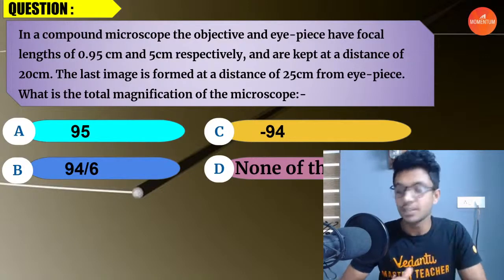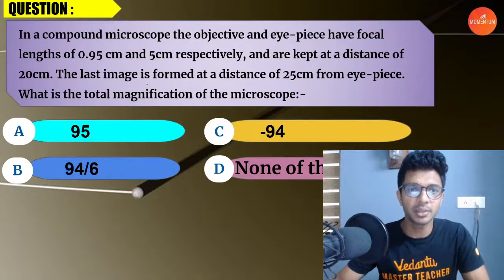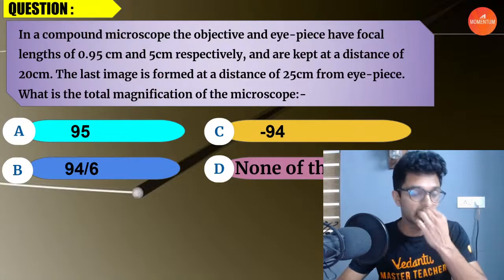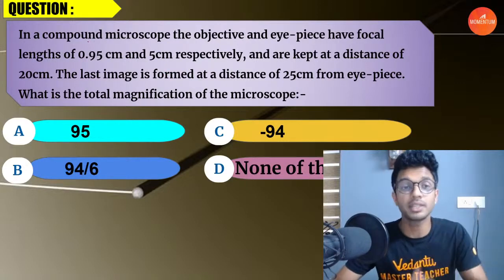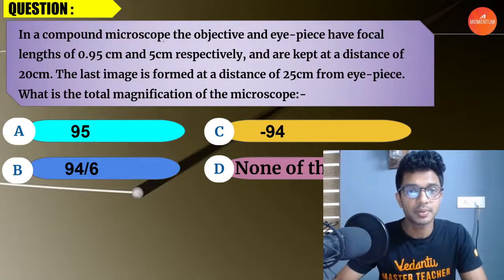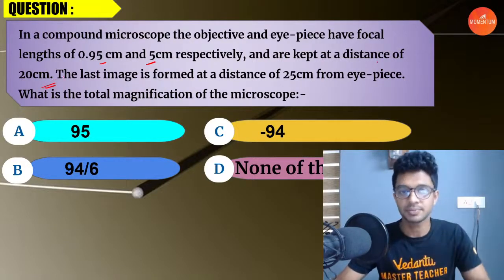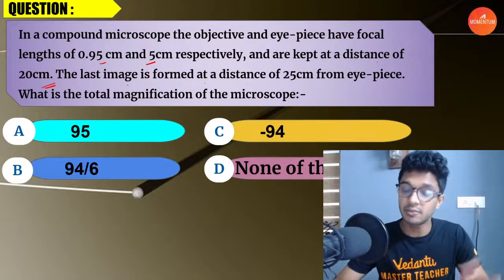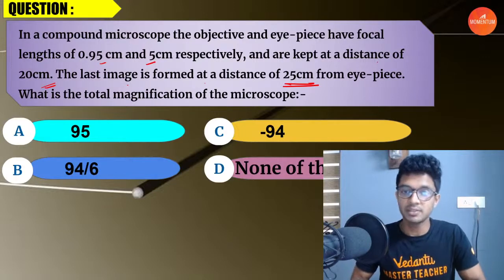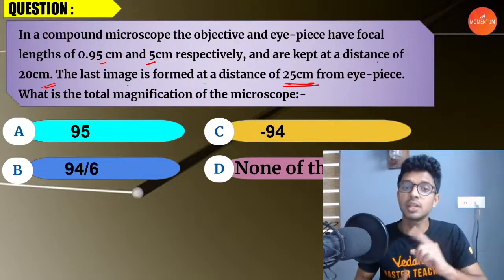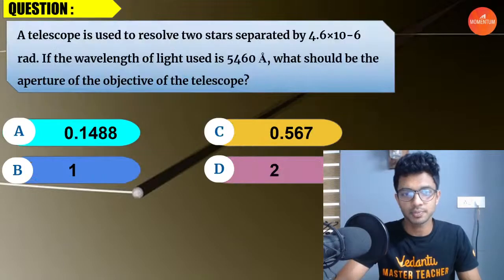Yes. So here we have another question, almost the same kind of question. So after doing this question, you will be becoming more thorough with these kinds of concepts. In a compound microscope, the objective and the eyepiece have a focal length of 0.95 and 5 centimeters respectively and are kept at a distance of 20 centimeters. L value is given. The final image is formed at least distance of distinction, which is 25 centimeters, right? What is the total magnification of the microscope?